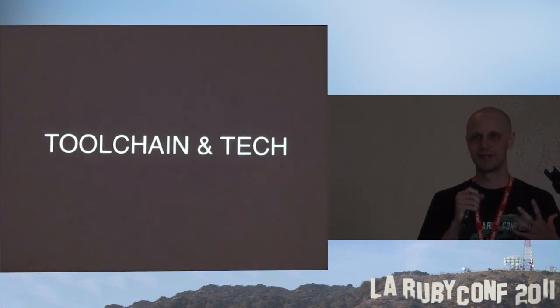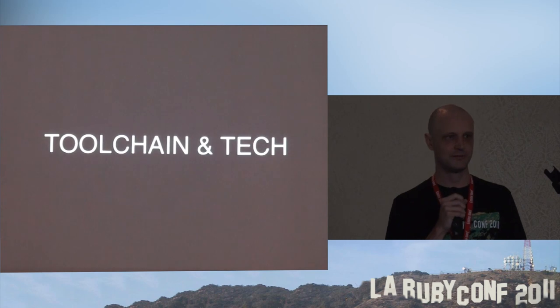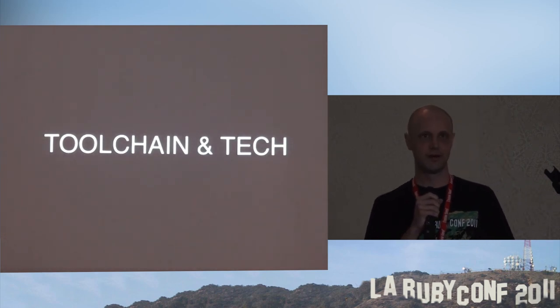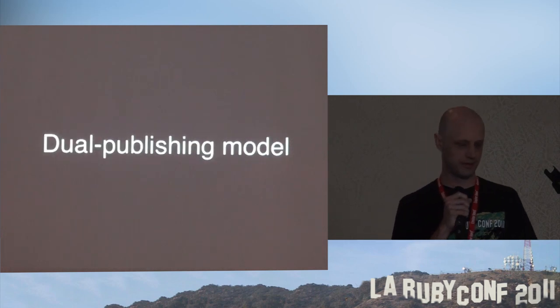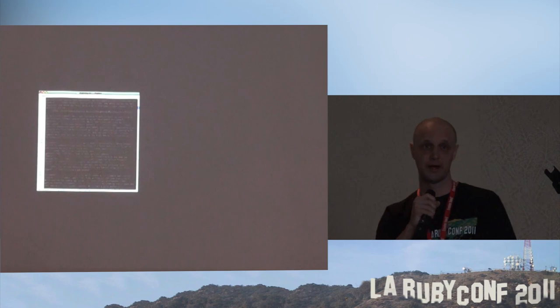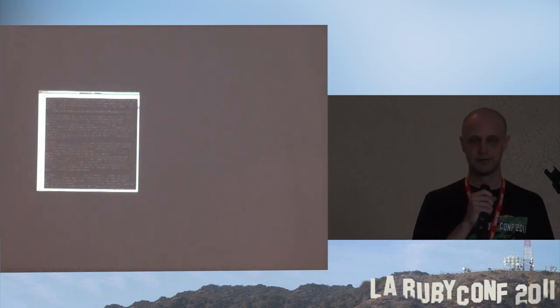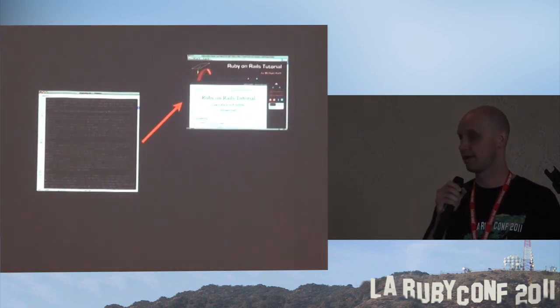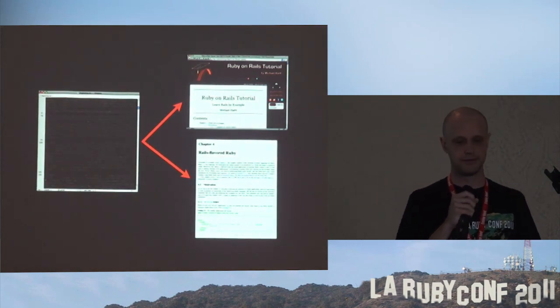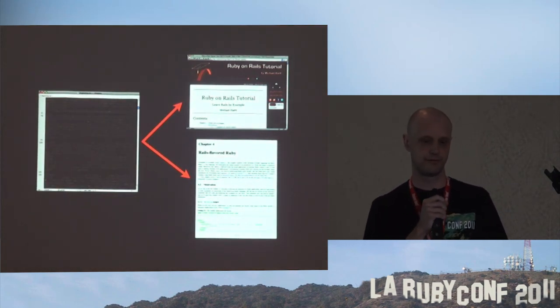And so in order to realize this vision, I actually needed some tools. So I'm going to talk a little about my tool chain and the technology. I wanted to implement this dual publishing model, this idea that I could start with a single source file and convert it to an HTML book and also convert it to PDF. I wanted to be able to make two books from the same source.